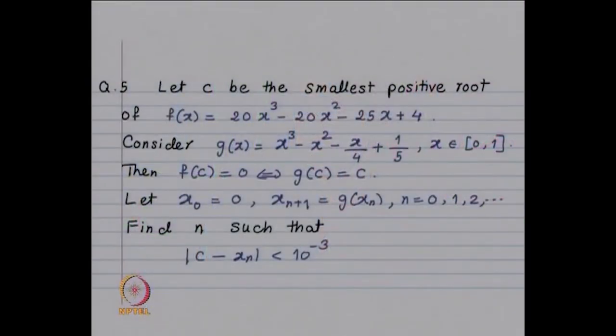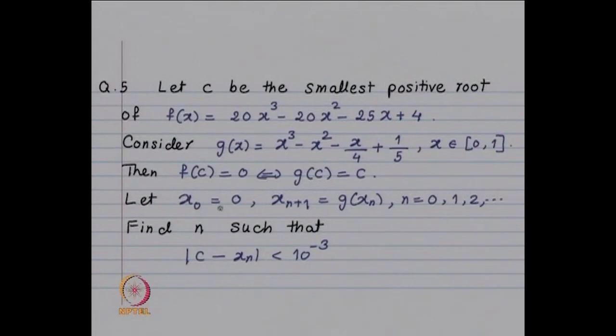Now, the next problem which we are going to do is we will try to find how big n I should choose in a particular situation. So, that is going to be our next problem. We look at c to be the smallest positive root of f x. Calculating the 0 of a function f, we relate it to calculating a fixed point of another function. So, if I define g x is equal to x cube minus x square minus x by 4 plus 1 by 5, then f of c is equal to 0 if and only if g of c is equal to c. We are going to show this.